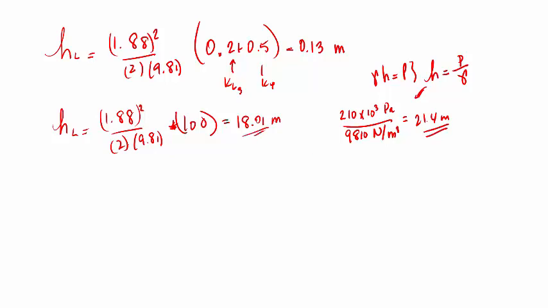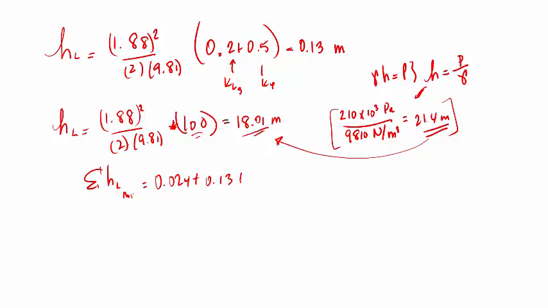So this is a quasi-real problem. I find problems and make some changes, but in theory, this loss should be equal to that number, but it's not, because of course I made that up. So that means that this KL should have been a little larger. Okay, so moving on, we still have not calculated the total minor head losses, so you have to add everything. 0.024 plus 0.13 plus 18.01. So it's 18.2 meters. So this is the answer.